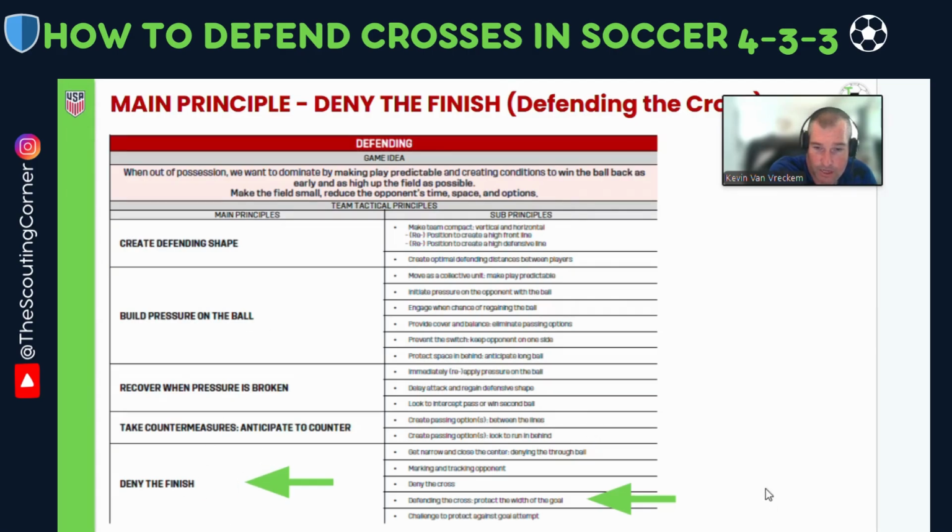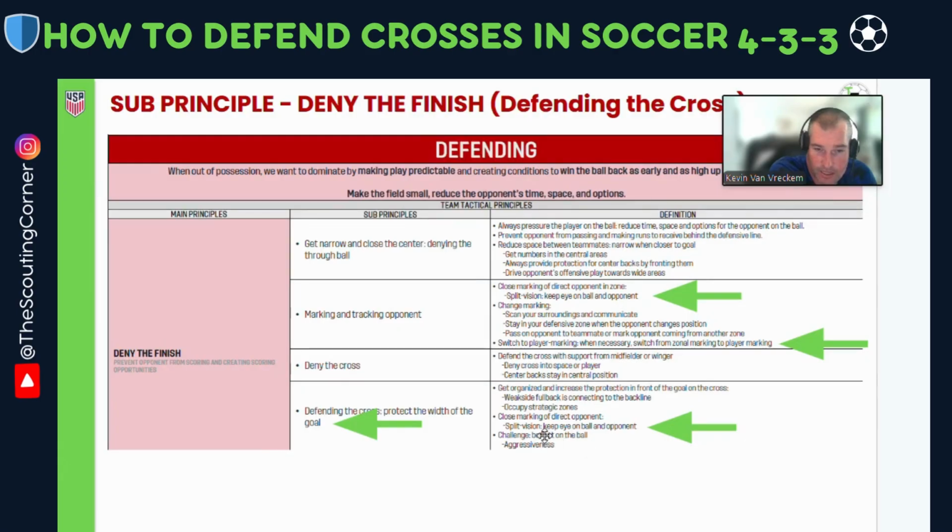Main principle, deny the finish. Sub principle, defending the cross. So we want to protect the width of the goal. How do we do that? We want to have close marking of your opponent. You want to have your split vision, so keep an eye on the ball and the opponent at the same time. You want to be the first to the ball, so challenge, aggressiveness. But in order to get there first, you also need the explosiveness and knowing where the opponent is, so the marking and tracking of the opponent.